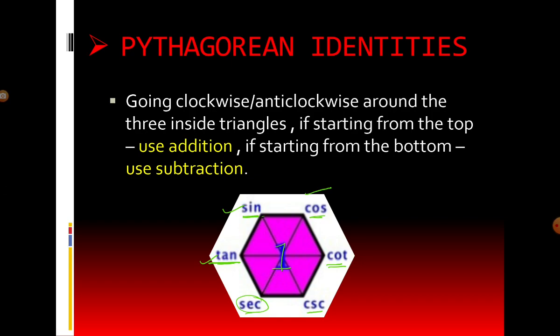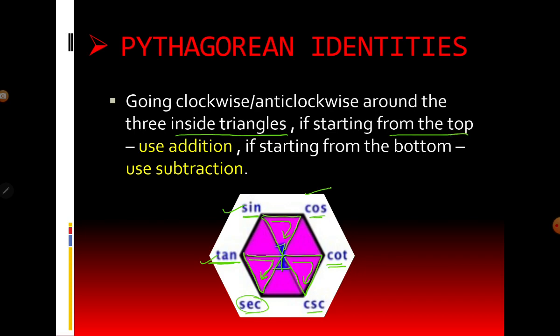We go clockwise or anti-clockwise around the 3 inside triangles. If starting from top, we'll use addition. If starting from bottom, we'll use subtraction. So now I have 3 triangles. I'm taking these 3 triangles, 1, 2, one triangle I'm taking this one, and these 3 triangles I am using. In this triangle, I'm putting my arrows in this direction. Please concentrate here on the direction of the arrow. What I said: going clockwise or anti-clockwise doesn't matter, around the 3 inside triangles.